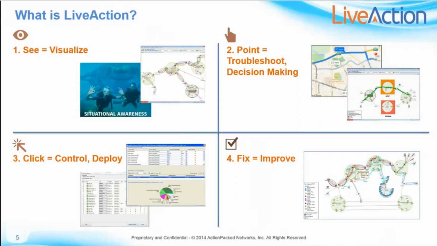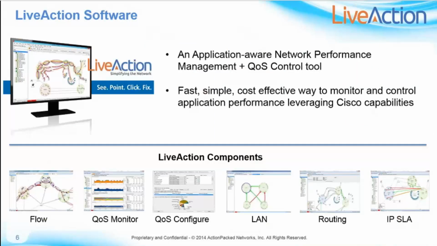So I can actually modify QoS policies, create them, as well as deploy new technologies such as NBAR2, MediaNet, AVC, and other technologies from Cisco that can be easily deployed using our tool to allow you to fix and improve and resolve problems much quicker than you have in the past. So LiveAction software is an application-aware network performance management and QoS tool. It is a fast, simple, cost-effective way to monitor and control application performance leveraging Cisco capabilities.